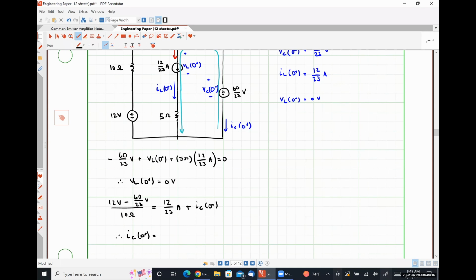So 12 minus 60/23, all of that divided by 10 ohms, minus 12/23 is equal to IC. So IC looks like 48/115 amps.